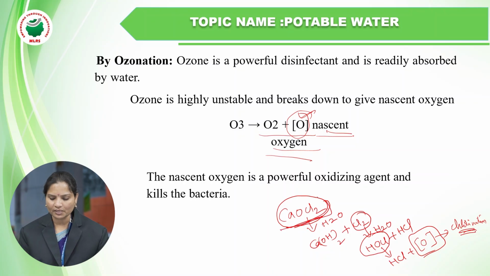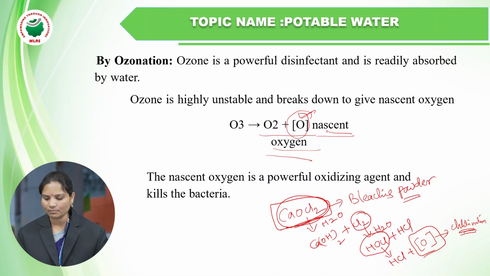So this is also one type of method for the chlorination process, with the help of bleaching powder, calcium oxychloride, CaOCl2. This is the formula of the bleaching powder. With the help of bleaching powder, we can kill the bacteria in the water. So this is one of the methods for the chlorination process.